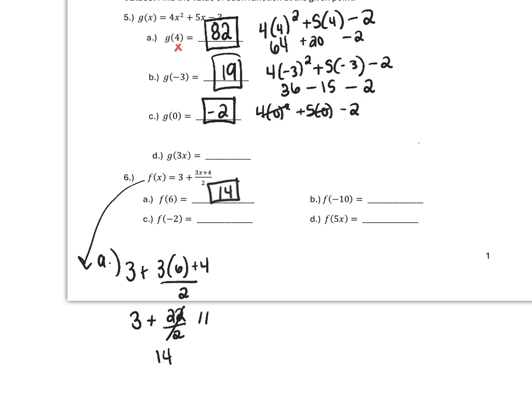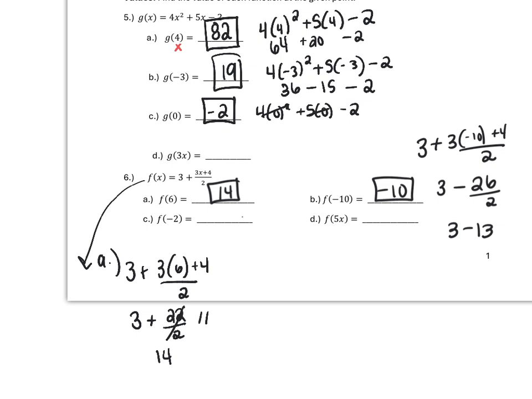Letter B, if we plug in -10, so we'll get this fraction all simplified. 3 times -10, -30 plus 4, -26 over 2. So 3 minus 13 becomes -10. -2, just keep plugging in. -6 plus 4 minus 2. So 3 minus 1 is +2.